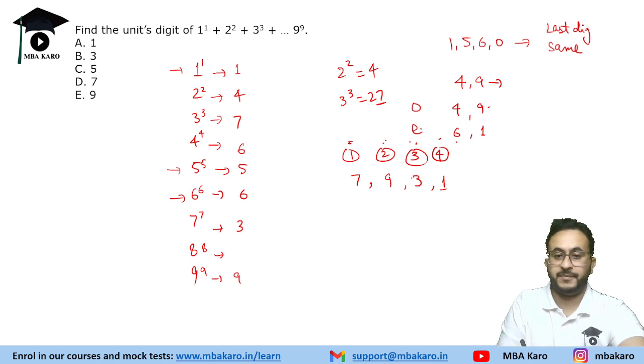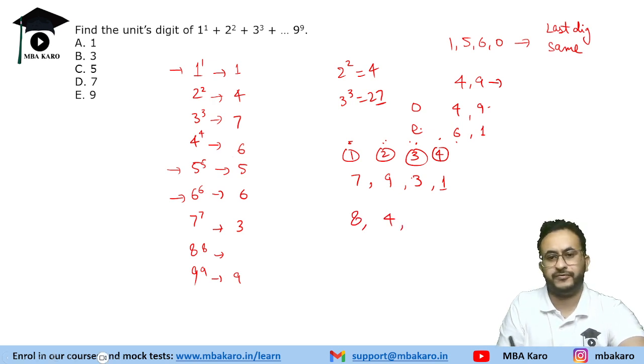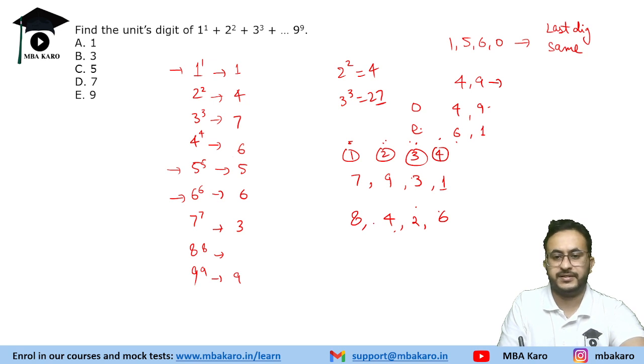Okay. 8 to the power 8. 8 into 8 is 64. So do not multiply 64. Think of 4 into 8. 4 into 8, 32. 2 into 8, 16. So last digit is 6. Right? 8, 4, 2, 6. We have to find 8th power.